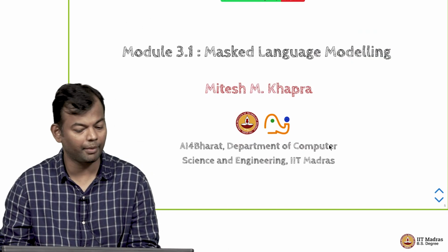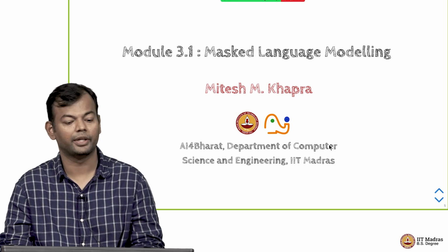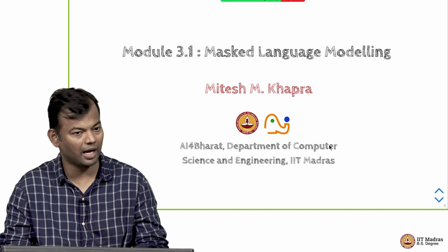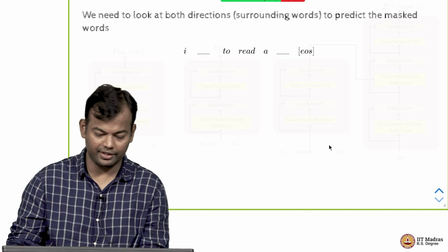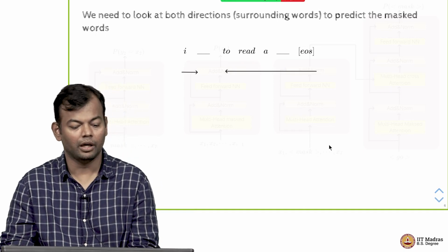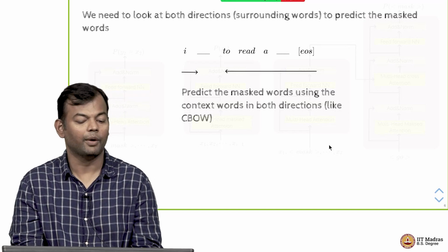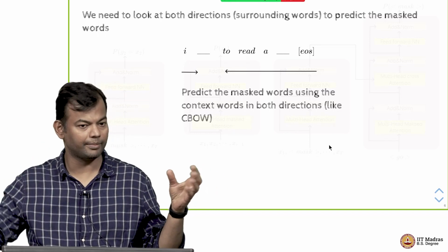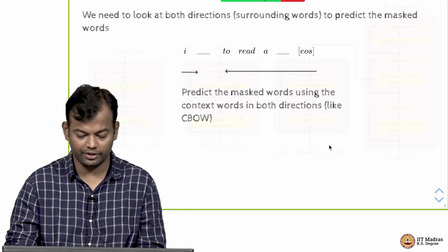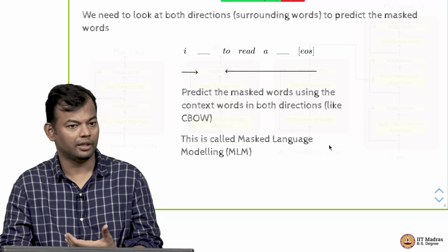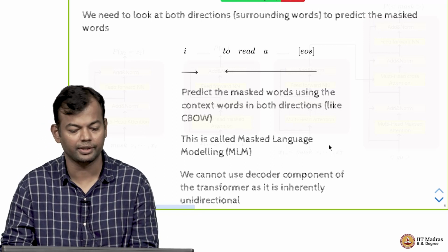So for that they came up with something known as masked language modeling. In the case of GPT, we had looked at causal language modeling. Now we look at masked language modeling. So let's see what that is. Now we need to look at both directions. While predicting this blank, I dash to read a dash, I want to look at I as well as what comes after it, which is to reader. So I want to predict the masked word using the context in both directions. Setting this up is called masked language modeling. How do you set up this task?